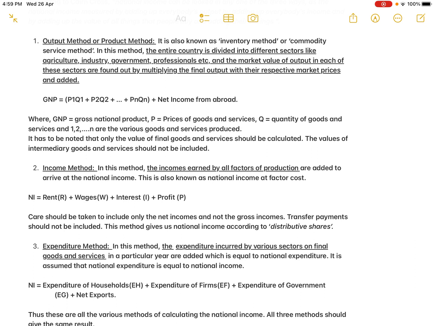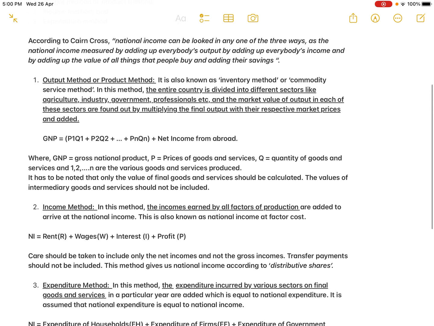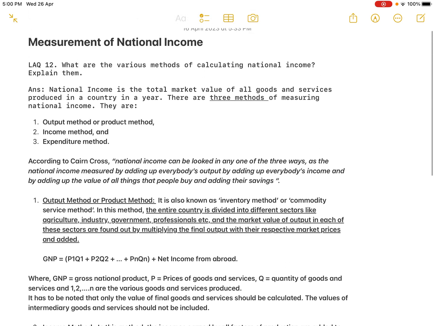If the share of wages is more, then the national income of that particular country is evenly distributed. If the share of profits, rent or interest is more and the wages are less, then that country's national income is unevenly distributed. So these are all the various methods of calculating the national income.